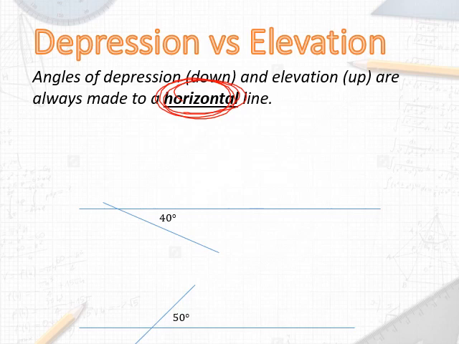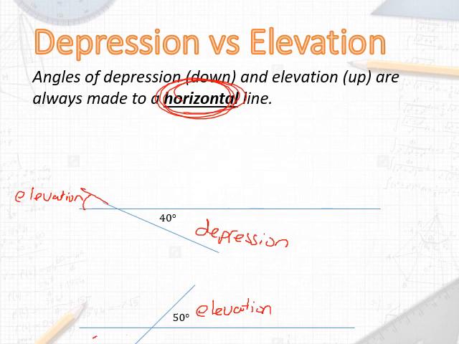So in our case down here, this is a 40-degree angle of depression. So it's going down from a horizontal line, whereas the vertical angle to it would be an angle of elevation if we were using that. This is an angle of elevation. It's going up compared to a horizontal line. The vertical angle would be an angle of depression if it were being used or talked about.